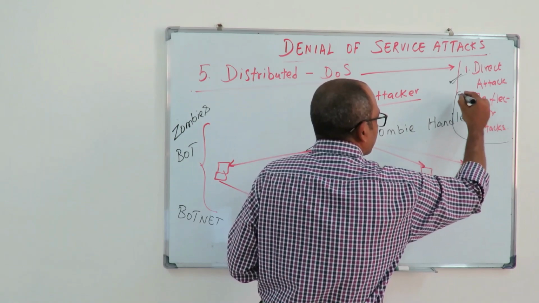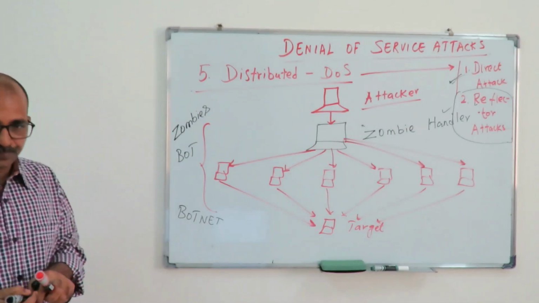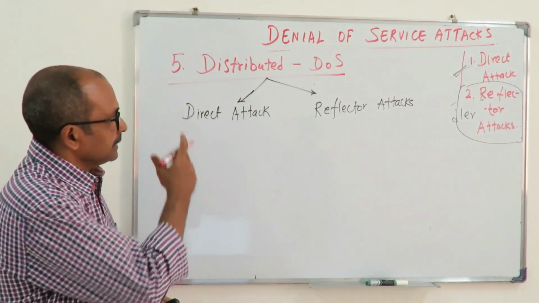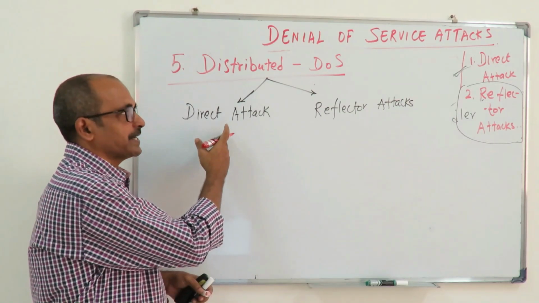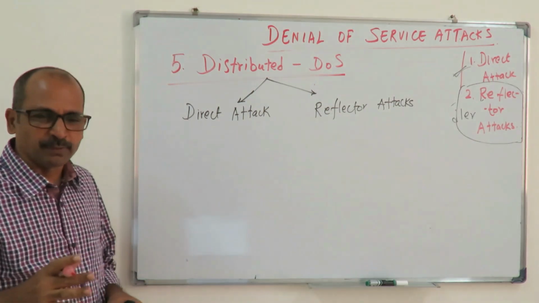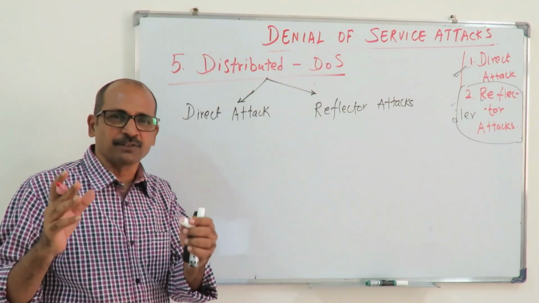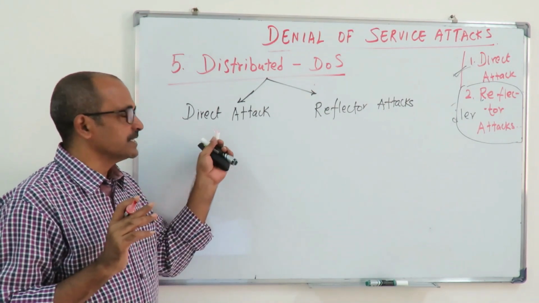The second type of attack we are going to discuss now is the reflector attack in a distributed denial of service attack. There are two different types available: the direct attack and the reflector attack. In the direct attack, a huge volume of packets, a large number of packets, is sent directly to the victim, our target.